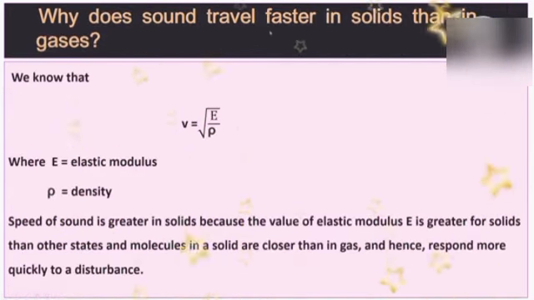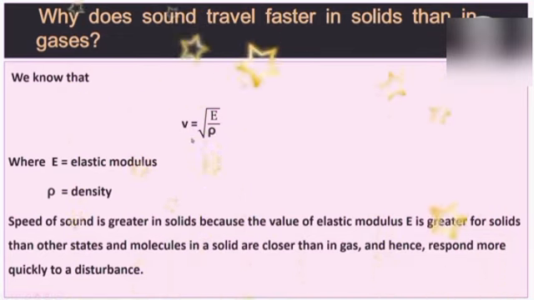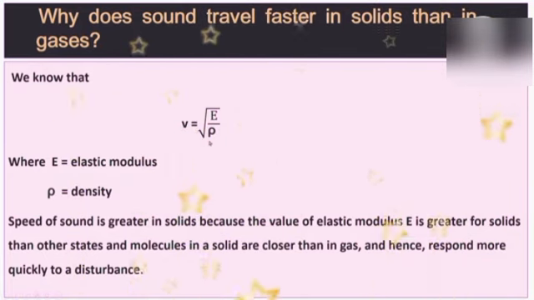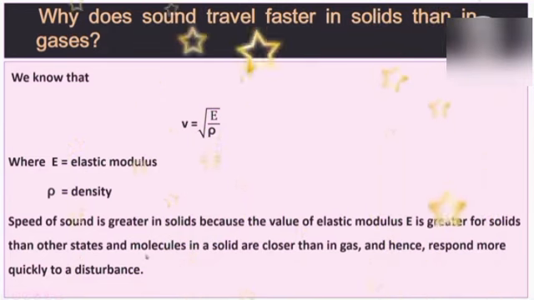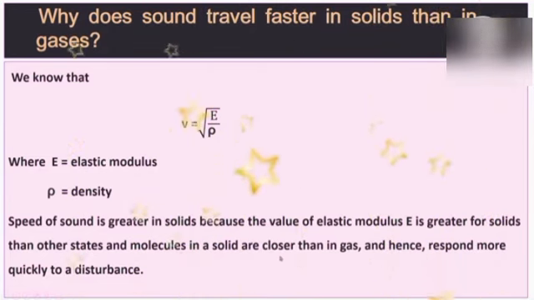Why does sound travel faster in solids than in gases? We know that v = √(E/ρ), where E is the elastic modulus and ρ is the density. Speed of sound is greater in solids because the value of elastic modulus E is greater for solids than other states, and molecules in a solid are closer than in gas and hence respond more quickly to a disturbance.